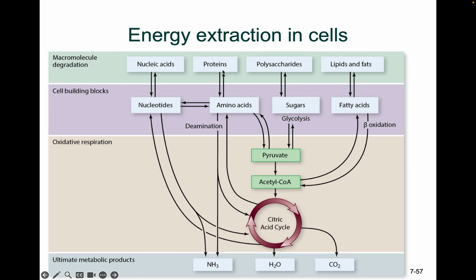We can use all the macromolecules. We can use lipids and fats, proteins, and nucleic acids. And as you can see, most of these reactions are reversible. So if we create acetyl CoA and we need fatty acids, we can turn it into fatty acids and vice versa. If we have pyruvate, we can turn this also into sugars.